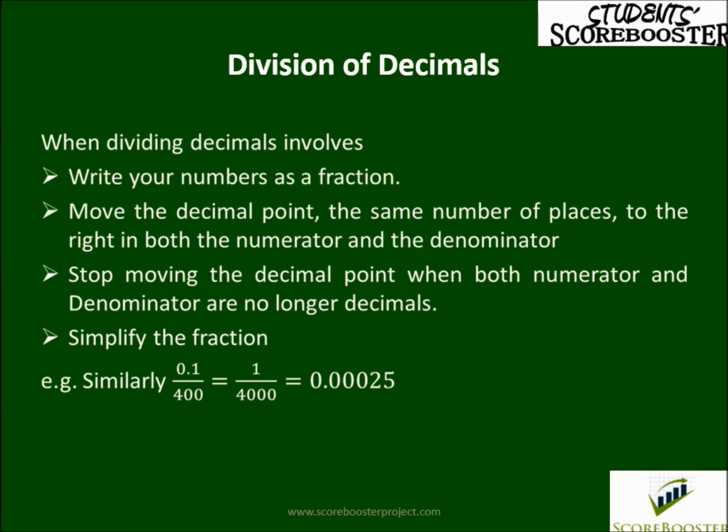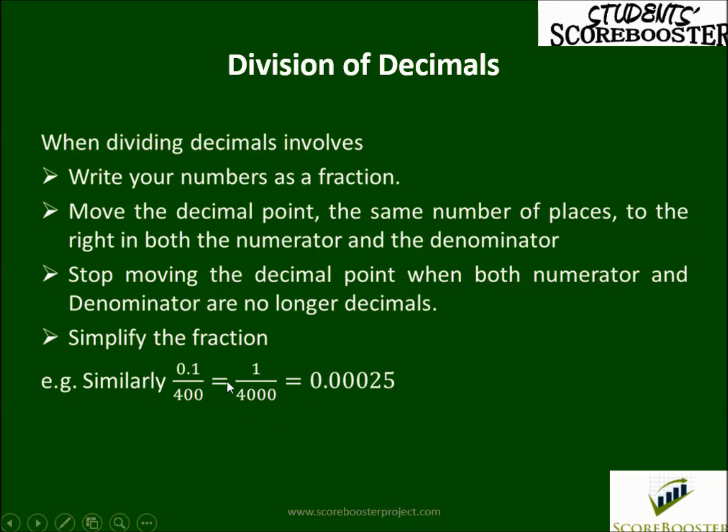So now, division of decimals. Dividing decimals involves the following steps. The first thing is to write your numbers as a fraction. Then you move the decimal point the same number of places to the right in both the numerator and the denominator. The third is you stop moving the decimal point when both numerator and denominator are no longer decimals. And the last, you simplify.